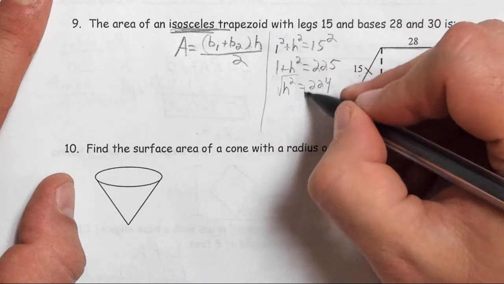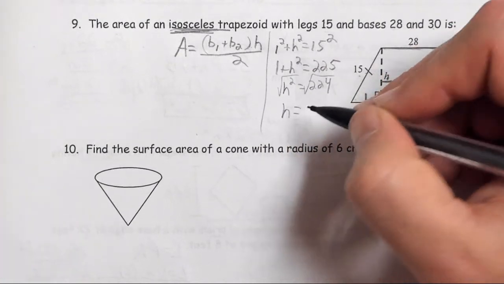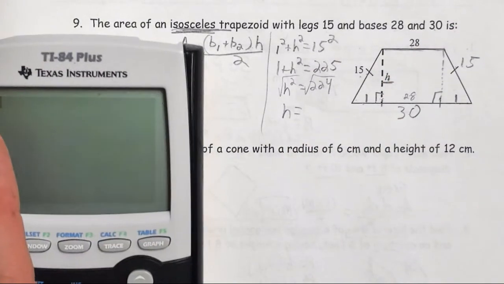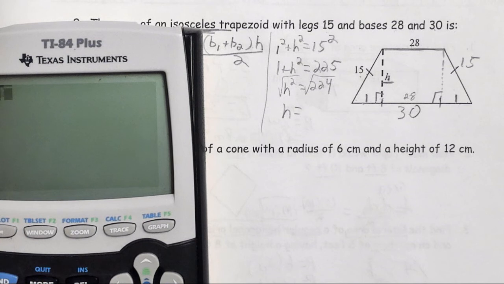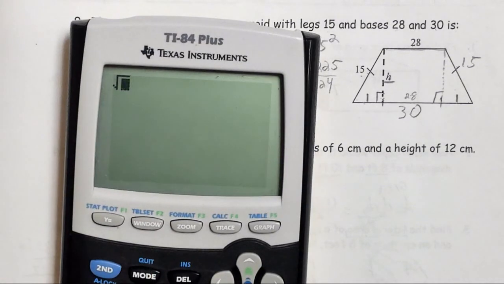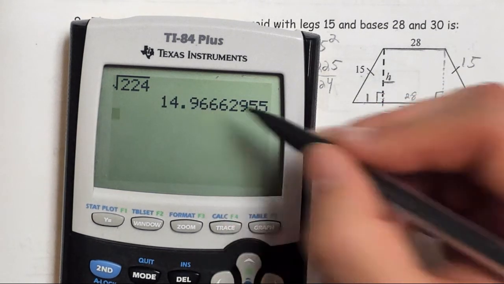Square root both sides. Gives me h equals, let me jump to the calculator, square root of 224, 14.9, and let's round that to 14.97.